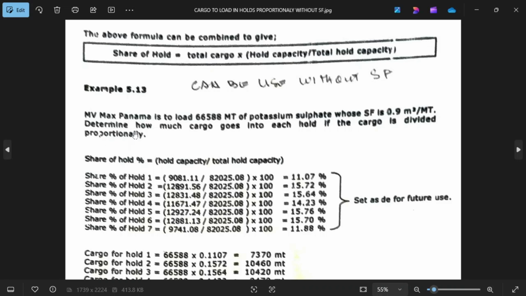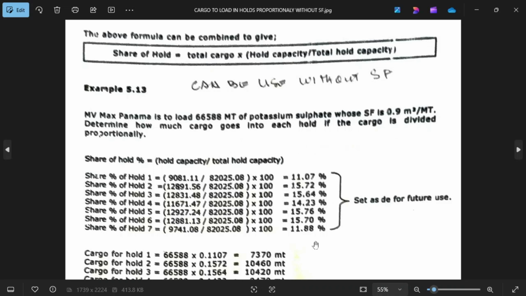This is now the problem, example 5.13. MB Max Panama, which has 7 holds, is to load 66,588 metric tons of potassium sulfate, whose stowage factor is 0.9 cubic meter per metric ton. Determine how much cargo goes into each hold if the cargo is divided proportionally.